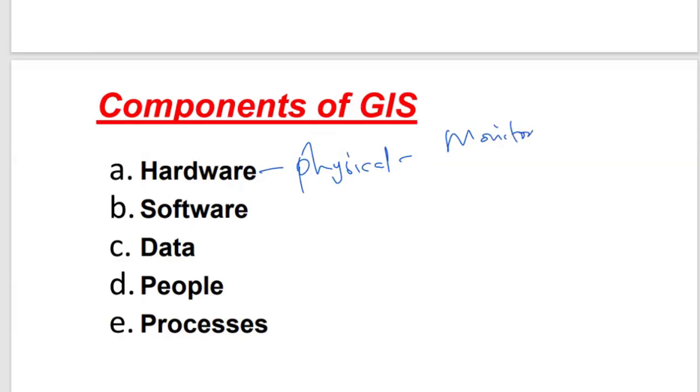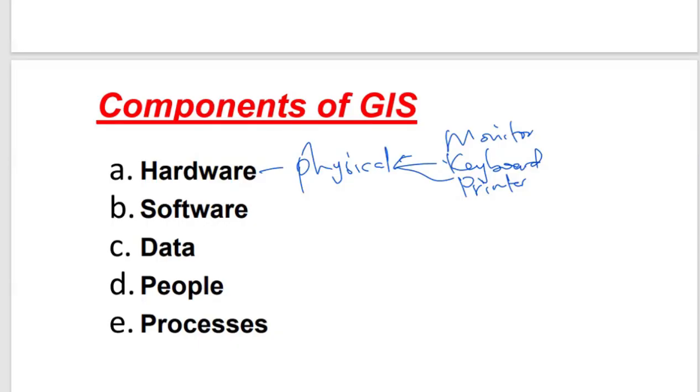That is a physical component. Or we can talk of the keyboard. Or you can talk of a printer. Those are hardware components of GIS, the physical aspects that we use in the computer system.